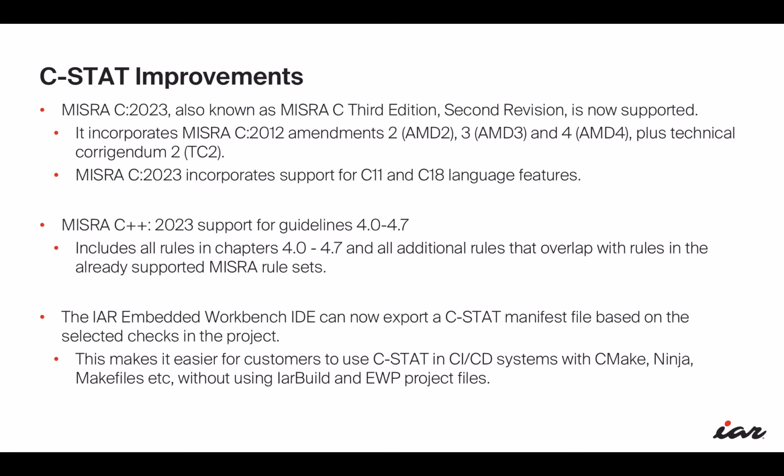CStat has also been improved, so we support MISRA C 2023, and also MISRA C++ 2023 is supported, guidelines 4.0 to 4.7. There's also an improvement in how you can export your CStat settings. You can export a manifest file, and you can use this later on in CI/CD systems with CMake, Ninja, Makefiles, etc.